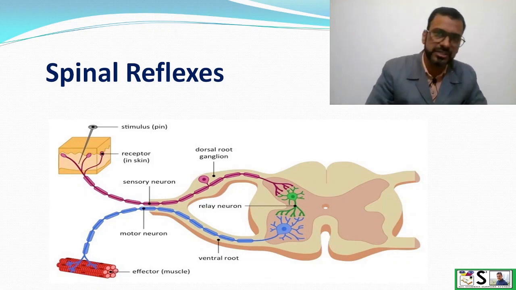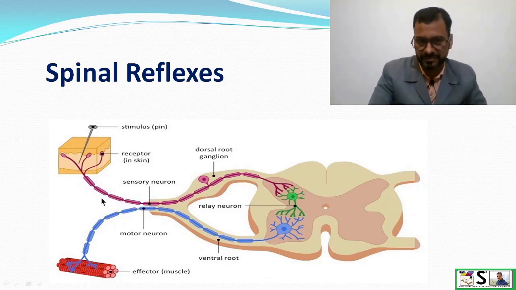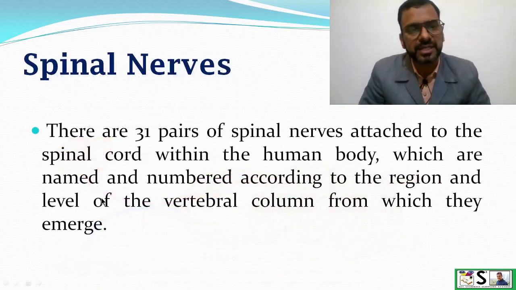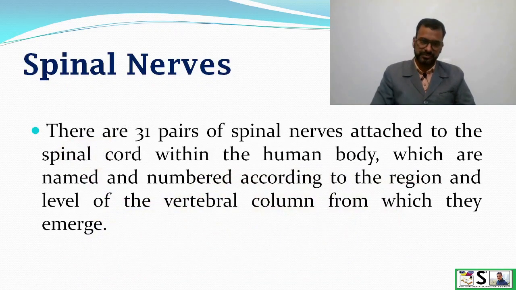While giving the answer to this question, you can make this picture in your answer. Spinal nerves. There are 31 pairs of spinal nerves which are part of the peripheral nervous system. These nerves are attached to the spinal cord, and are named and numbered according to the region and the level of the vertebral column from which they come out.